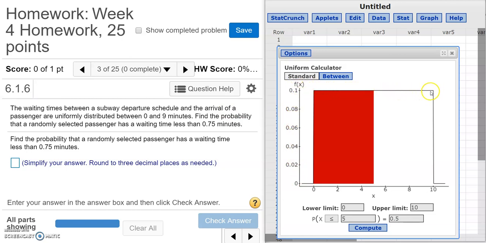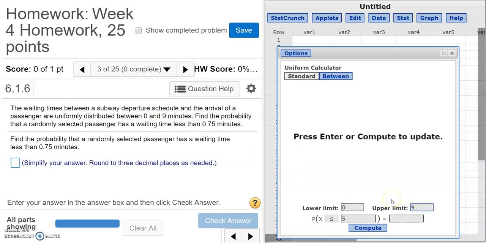It never changes. So what we need to do is come down here to this bottom section and fill out all the pieces with the information we were given from the question. So first we're asked for the lower limit and the upper limit. Well, remember over here we were told that these waiting times were uniformly distributed between 0 and 9 minutes. That means 0 is the smallest number of minutes that the person might wait, and 9 is the largest number of minutes. So we're going to go ahead and put 0, it's already there, and 9.